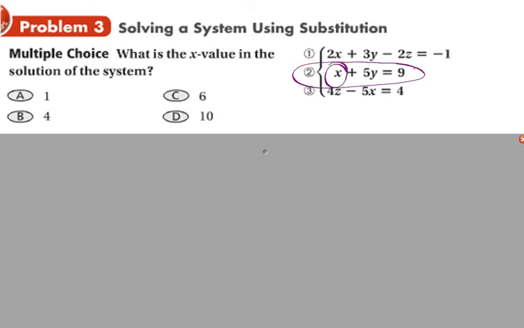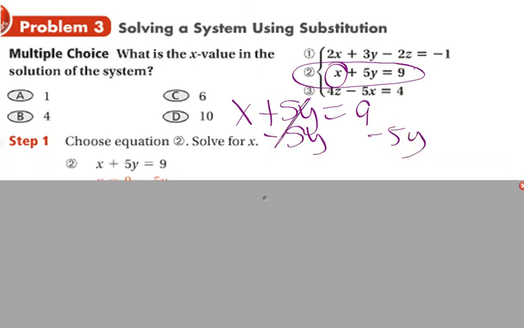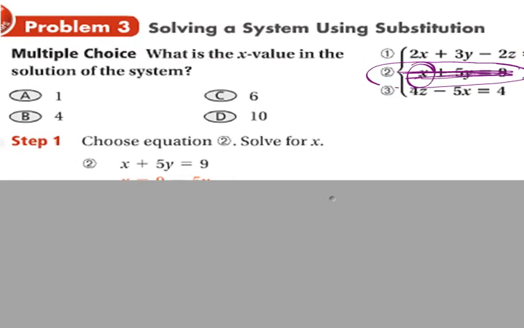Because what would we have to do to solve for x? X plus 5y equals 9. To solve for x, this is just a literal equation, and we would subtract 5y from each side, right? And then we would get x equals 9 minus 5y. Okay, so that was easy enough. So I'm going to go ahead and mark this out to remind me to use this instead.